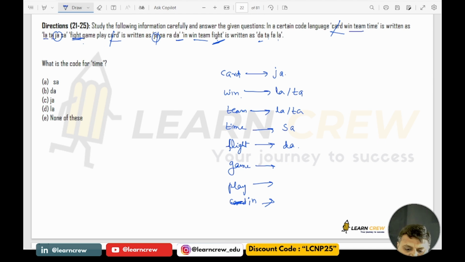Again game, play. What do we have? We have two: PA and RA. We don't know which is game and which is play. And the one which is only present in the third one is FA. So in is FA. These are the codes. Now what is the code for time? Time is definitely SA. Now next, the 22nd one.